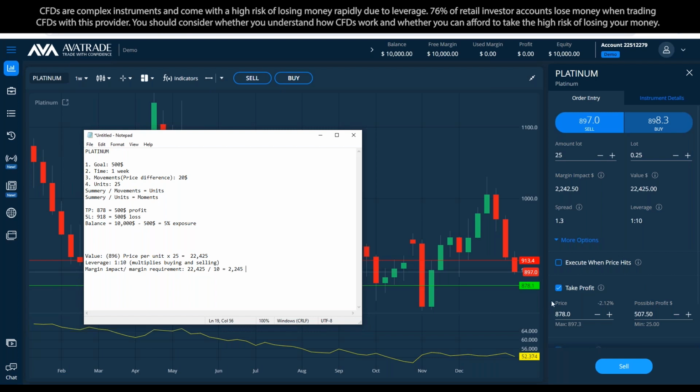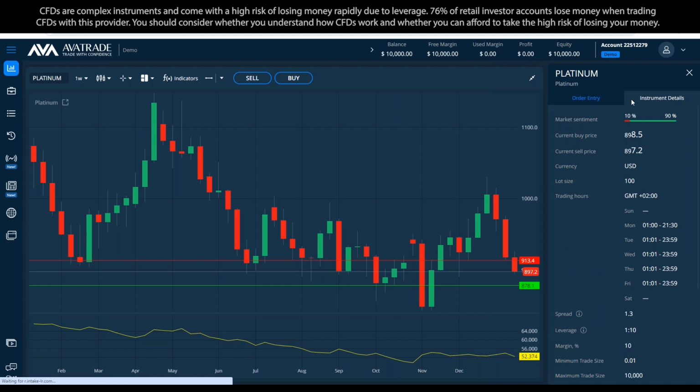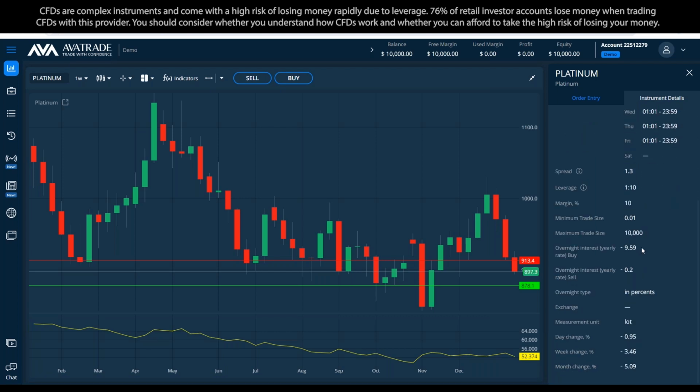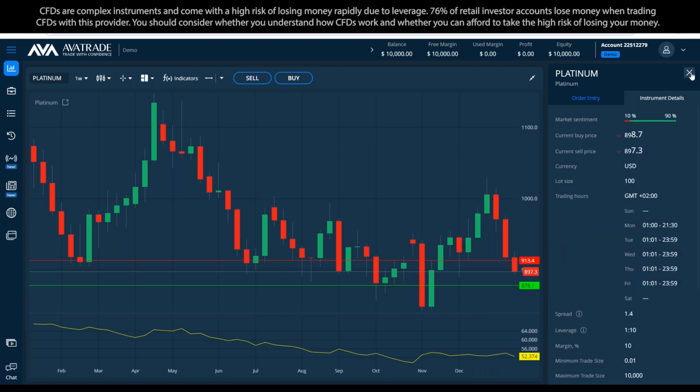Now, half of the things that I taught you, the platform is doing for you guys. So you can use the platform, which is fine, but I taught you that to be able to do it manually, in case you're an MT4 or MT5 trader and you want to have this ability and not rely on the platform. You can get further information by clicking here on the instrument details. It's showing you the buyers and sellers, 10 versus 90%. In here, it's showing you the overnight fee.